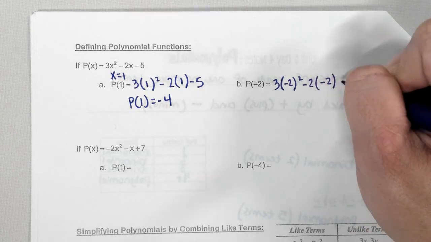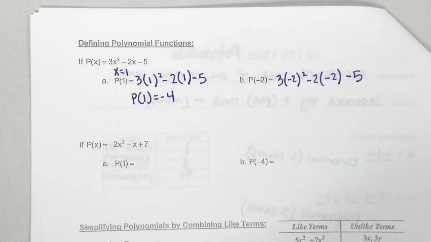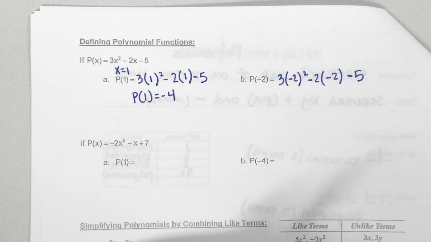Okay, when you're plugging in a negative, it's especially important to make sure you're using parentheses, because if you don't and you're squaring it, it's not going to square the negative properly. Oh, yeah, you have to use parentheses. Type it literally exactly the way I wrote it.